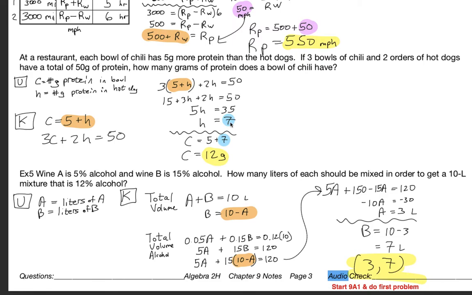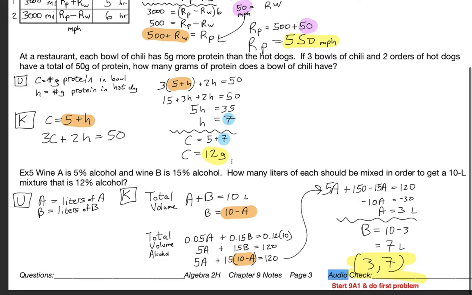in a hot dog. And that will help you take this value, plug it in here, and then instead of C is equal to 5 plus H, we'll do C is equal to 5 plus what H is equal to, and that's 7. That's 12 grams, and that's the answer.